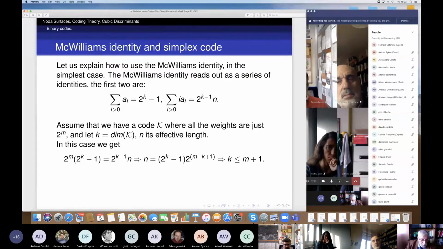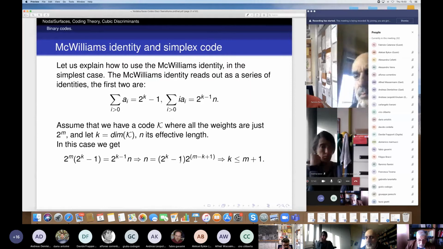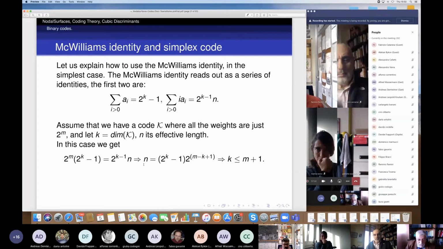These are 2 to the K minus 1, and this is 2 to the power K minus 1, I always make a mistake in writing, times N. Okay, N is an integer, and it is 2 to the K minus 1, an odd number, times 2 with exponent M minus K plus 1. But N is an integer and not a rational number, so K is at most M plus 1.